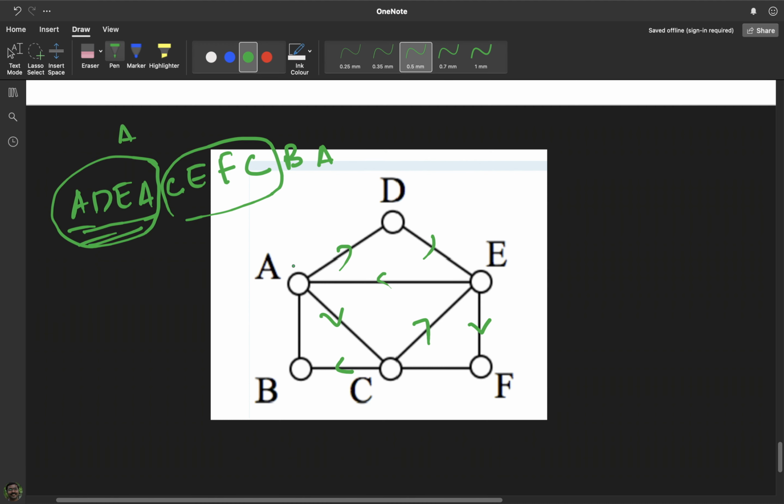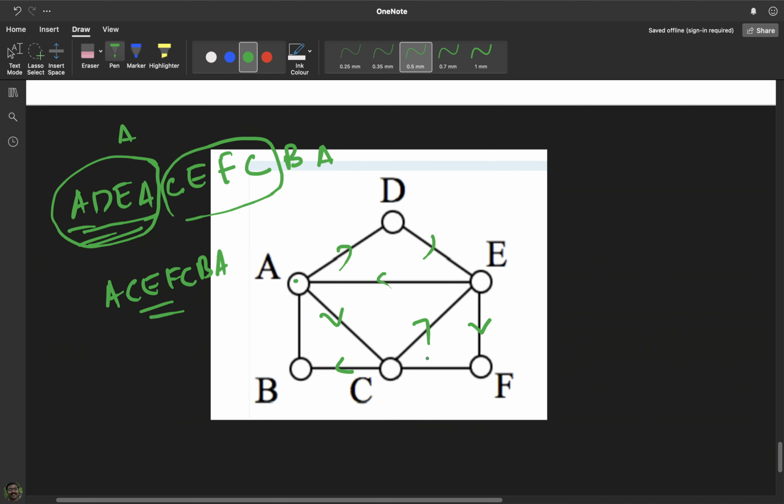So this ADEA portion is a circuit. Remove that circuit from the graph, and now you are left with only A. So now the graph has been reduced to ACEFCBA. Okay, now look at the repeated portion of some vertex here. You can see that C is being repeated here.